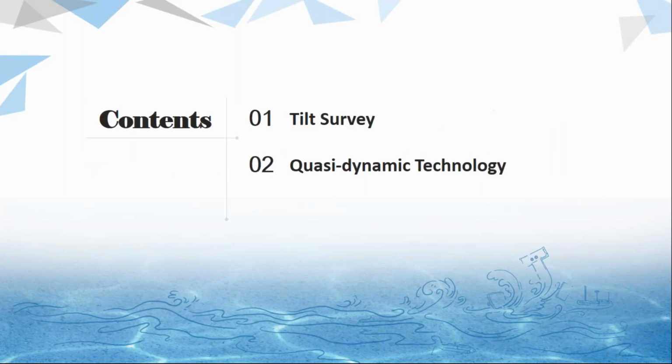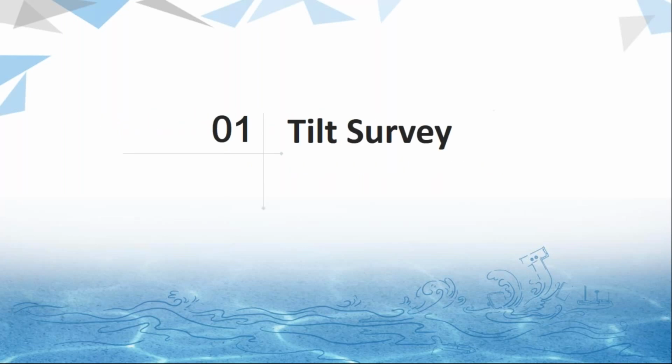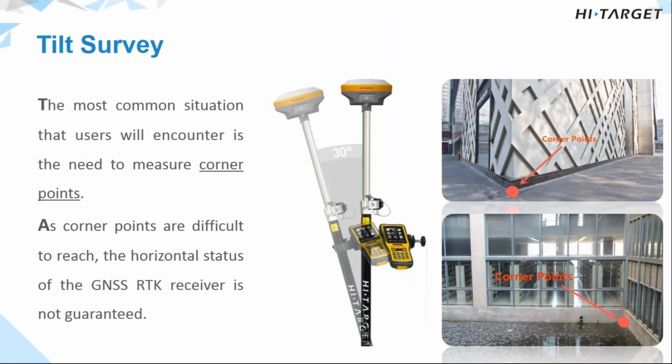Okay, let's get started. I will introduce the health survey first, and then the Quasi-dynamic technology. The first part is about the health survey. The most common situation that users will encounter is the need to measure corner points. As you can see in the right pictures, the corner point is not easy to reach, and the horizontal status of the GNSS RTK receiver is not guaranteed. With this in mind, the health survey method is needed more than ever.